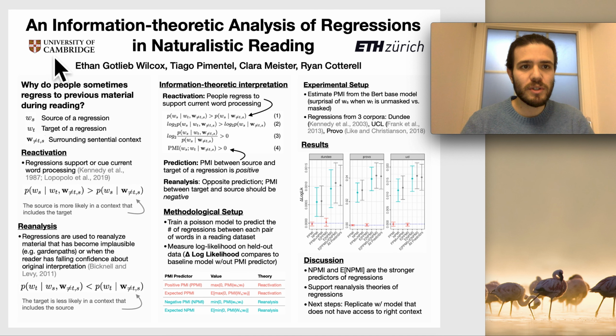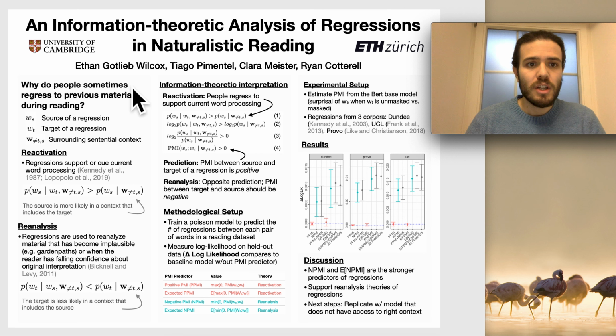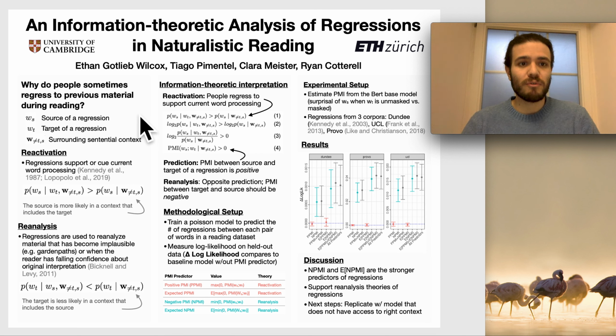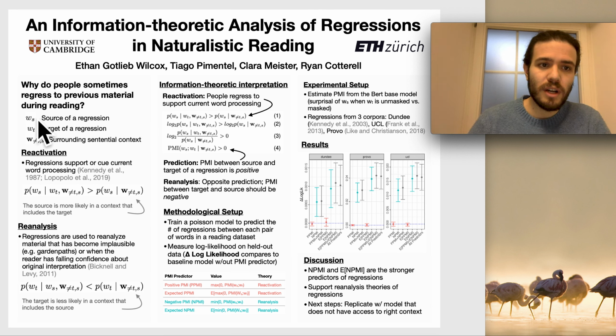I'll walk you through this poster on information-theoretic analysis of regressions in naturalistic reading. The main question we're focusing on here is, why do people sometimes regress to previous words when they're reading? A quick note on notation: we'll use WS to talk about the source of a regression, WT to talk about the target, and this bold W, not T or S, to talk about the surrounding sentential context, so just the other words in a sentence.